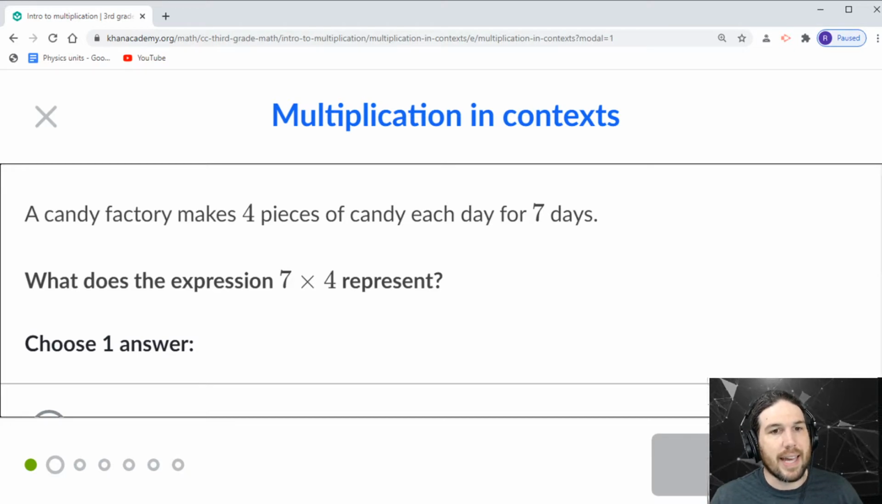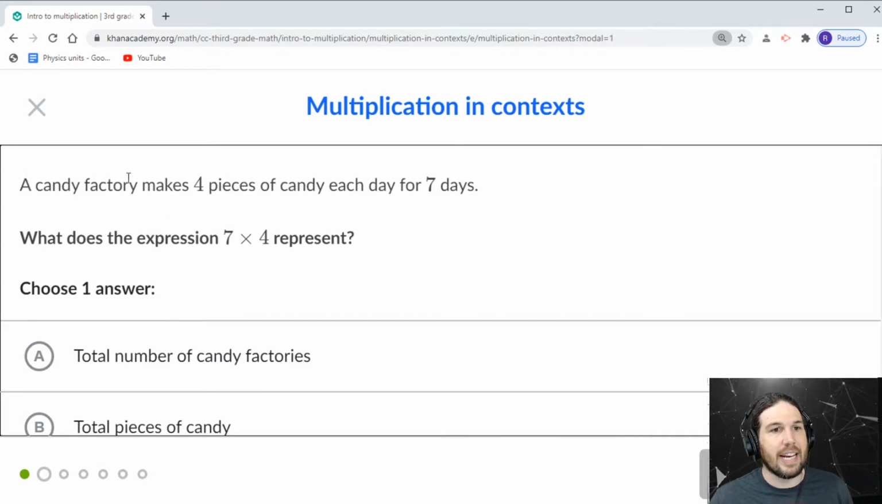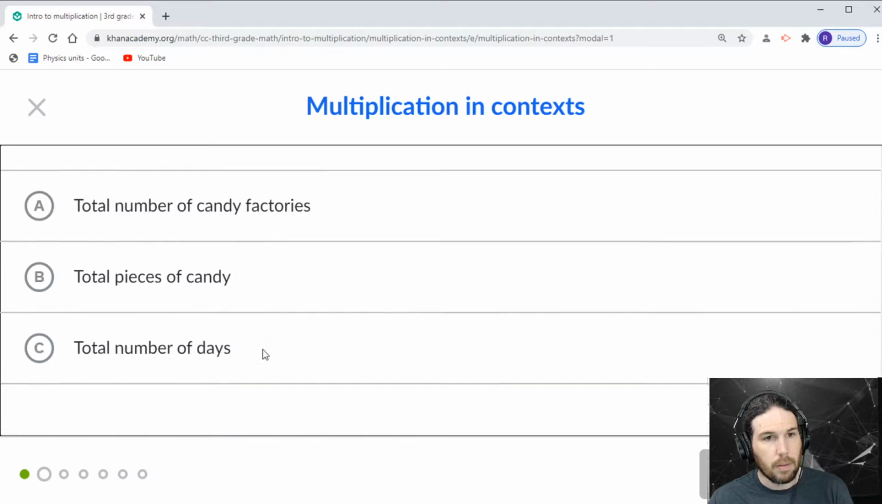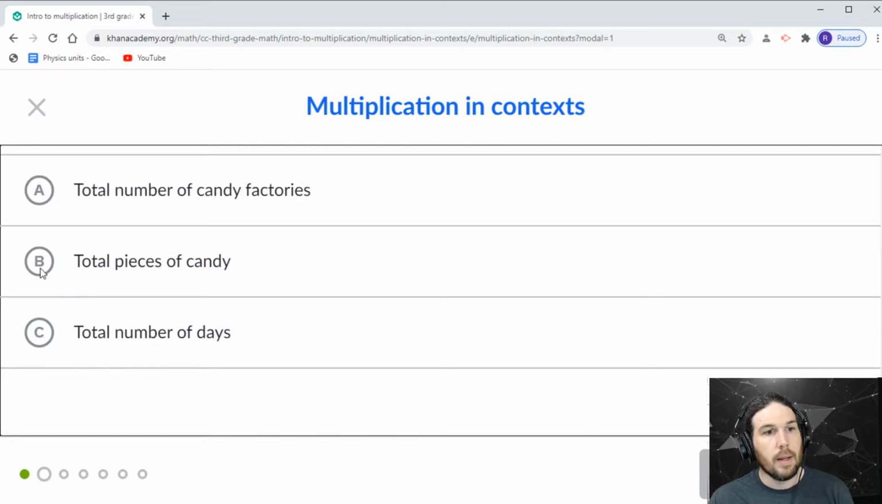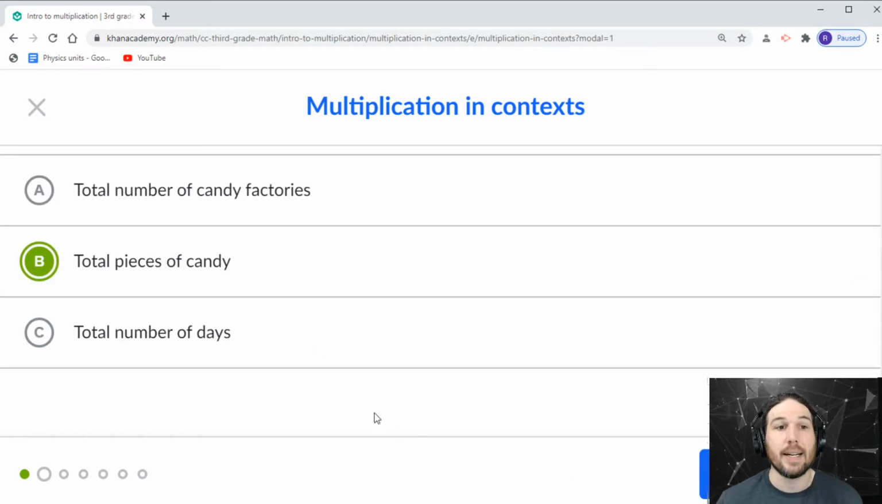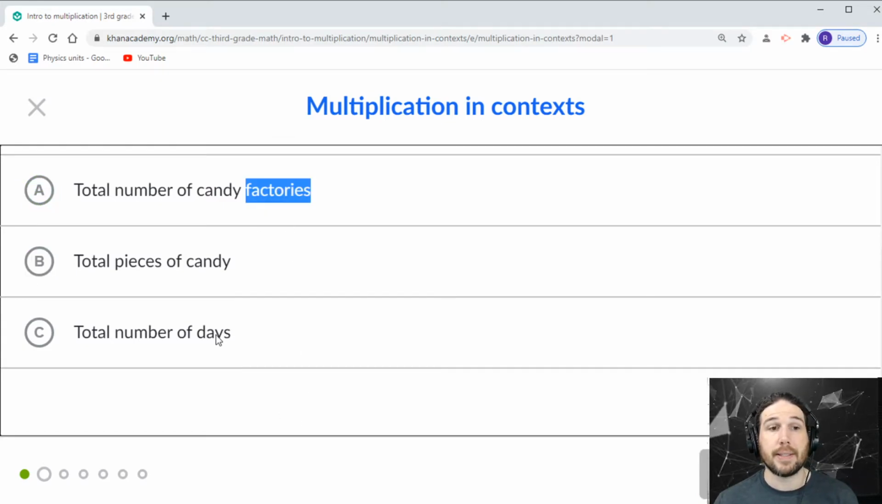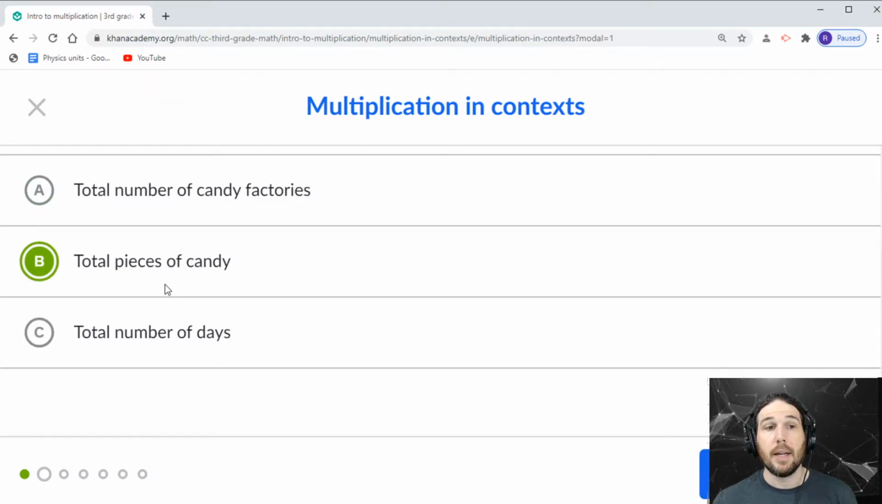Okay, so in this case, the worst candy factory ever, because it only makes 4 pieces of candy, that is total pieces of candy. Not the total number of factories, not the total number of days, the total pieces of candy made.